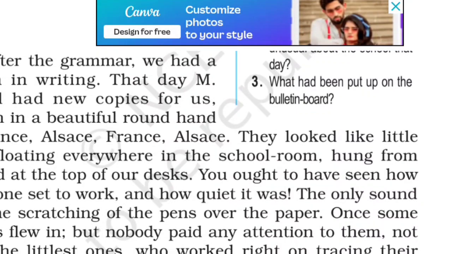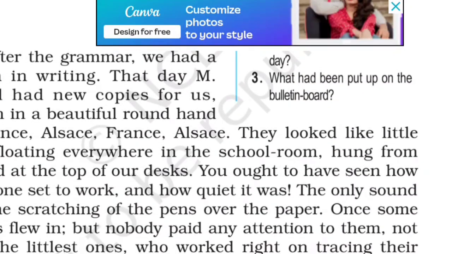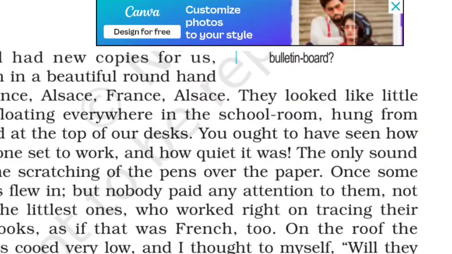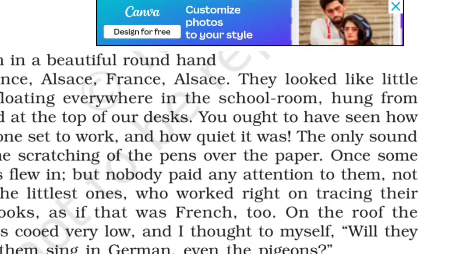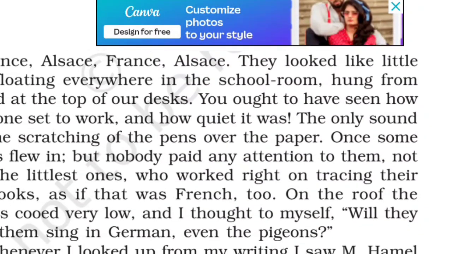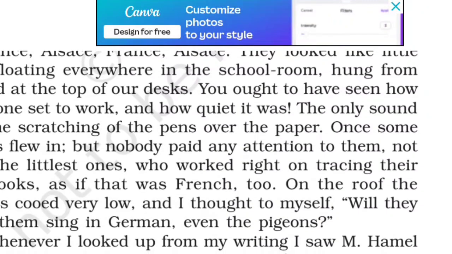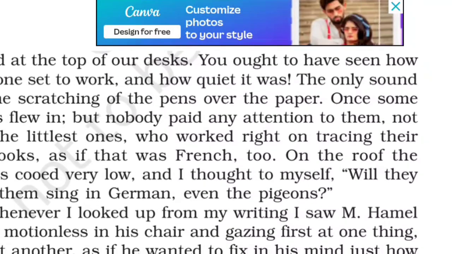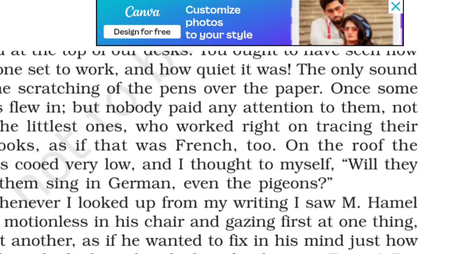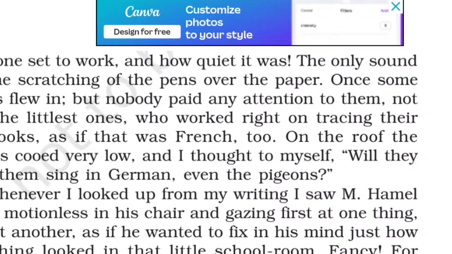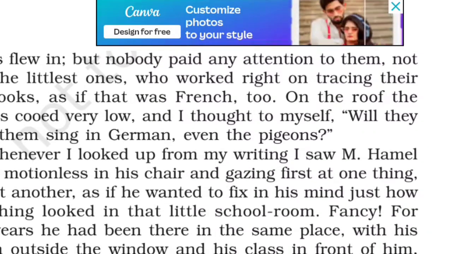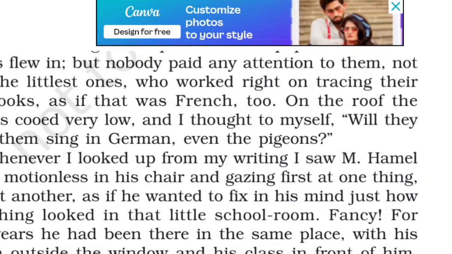After the grammar, we had a lesson in writing. That day, M. Hamel had new copies for us, written in a beautiful round hand: France, Alsace, France, Alsace. They looked like little flags floating everywhere in the schoolroom, hung from the rod at the top of our desks. You ought to have seen how everyone set to work and how quiet it was. The only sound was the scratching of the pens on the paper. Once some beetles flew in, but nobody paid any attention to them, not even the littlest ones, who worked right on tracing their fish hooks as if that was French too.